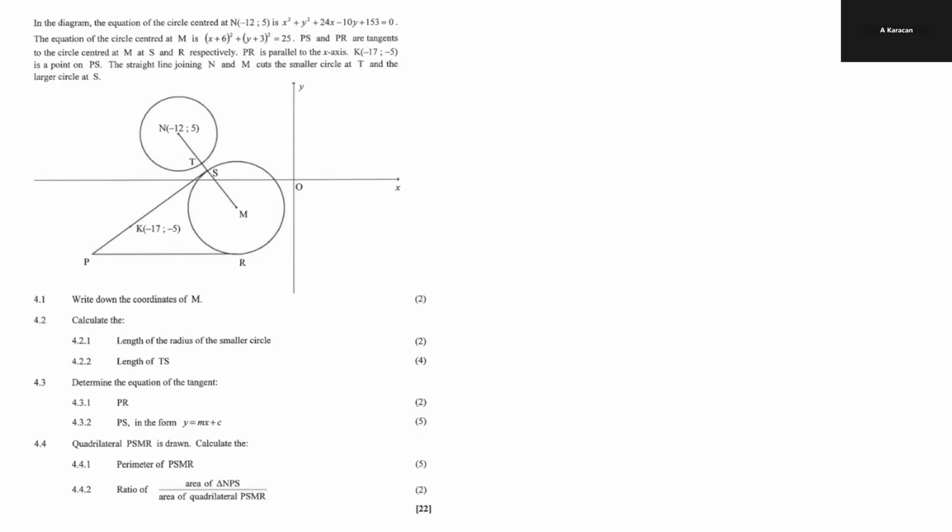Write down the coordinates of M. As you can see, how many marks is that? 2 marks. From the equation of the circle, you can already see that the x value which makes this bracket 0 will be our x coordinate. The y value which makes this bracket 0 will be our y coordinate of the center. So 4.1, for a 2-mark question, will have negative 6 and negative 3. So 2 marks for the coordinates.